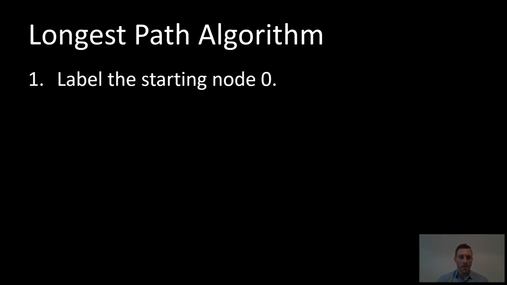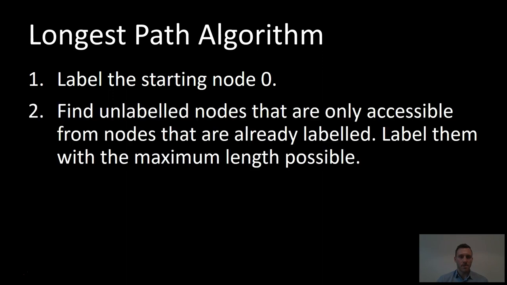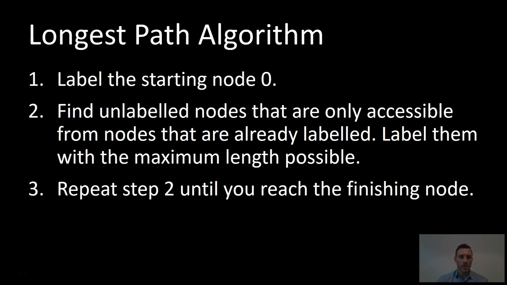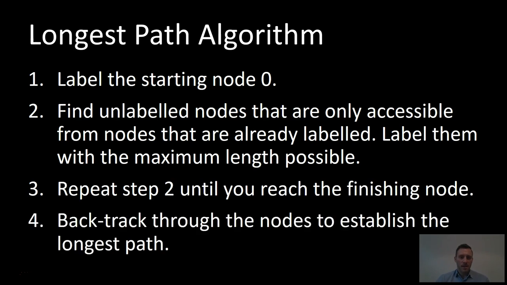Step 1 is to label the starting node 0. Step 2, we find unlabeled nodes that are only accessible from the nodes that are already labeled and label them with the maximum length possible. Step 3, we repeat step 2 until we've reached the finishing node. And in the final step, we backtrack through the nodes to establish the longest path.